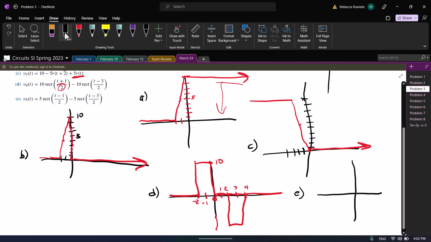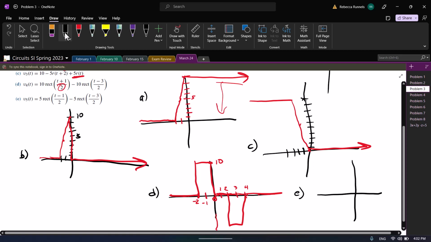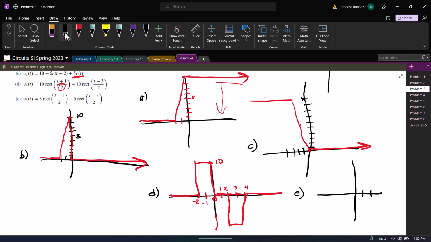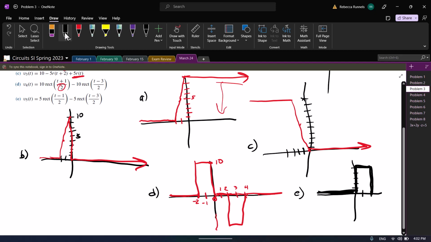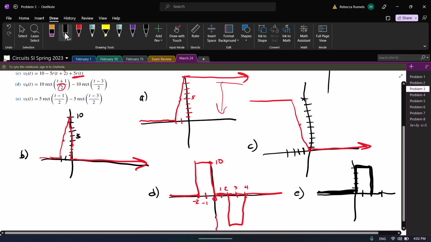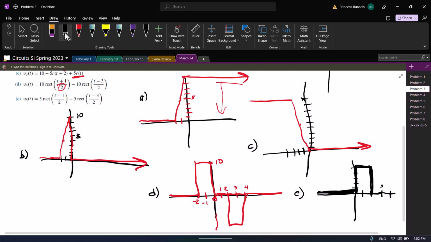And so for E, at t equals 1, we have a rectangle of width 2, so that goes from 0 to 2, and it has height 5. So right there, and it's 0 before that. And then at 3, I have a rectangle of width 2. So if it's width 2, it goes from 2 to 4, and it has height -5.